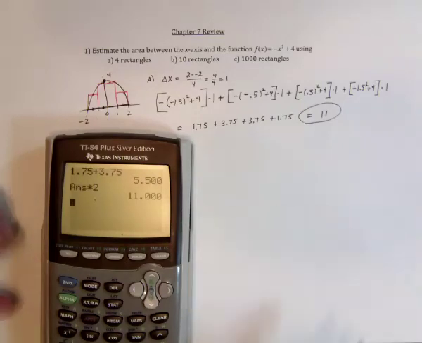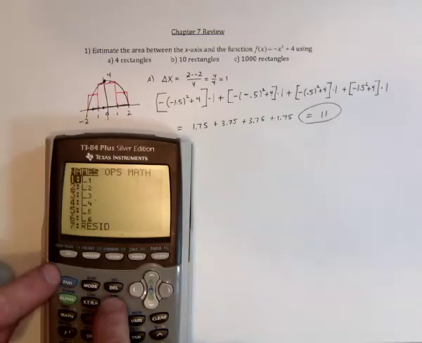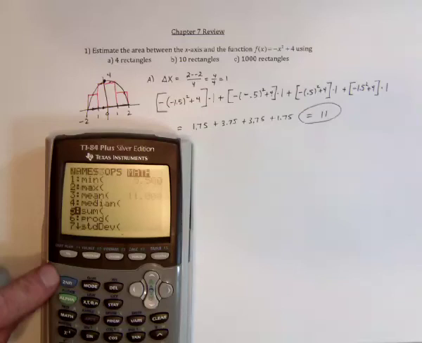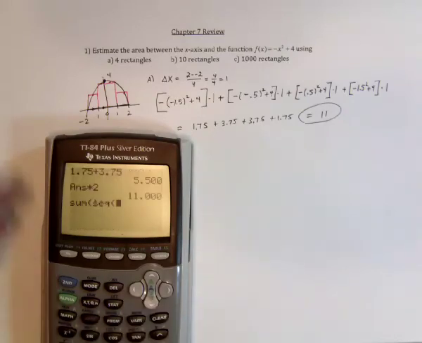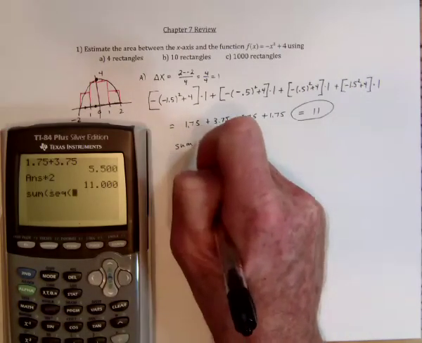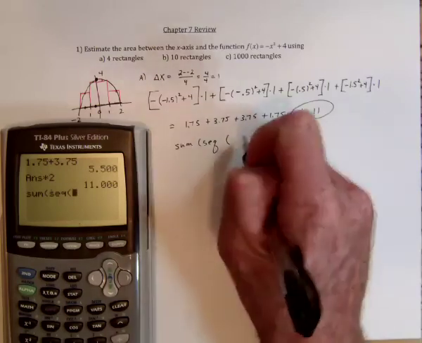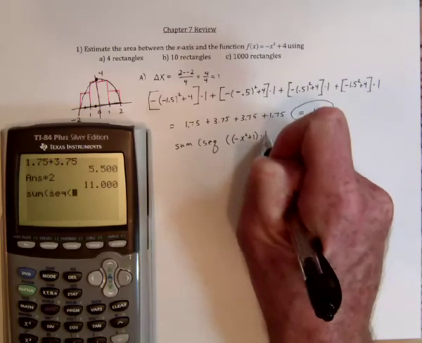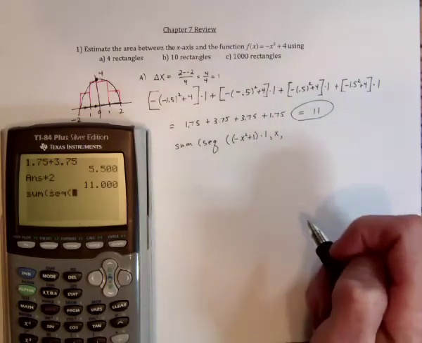There's another way that we can have the calculator do that, and that is under the list operations, put sum, which is here under math, and then go back to the list operations and go to operations, sum the sequence. So first of all, you need to tell it the function, which is negative x squared plus 4. That's the height, and the width is 1. And then just tell it the variable, which is x.